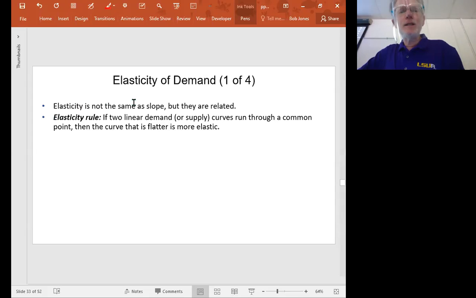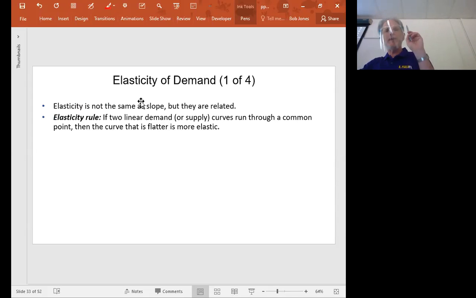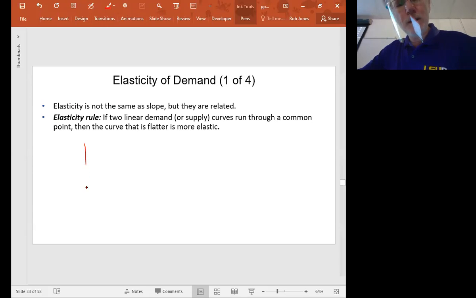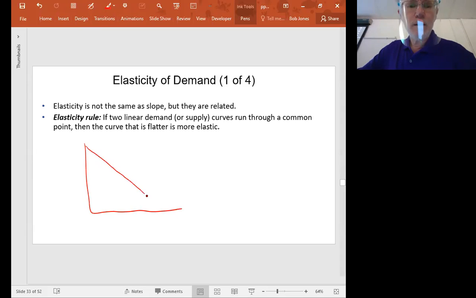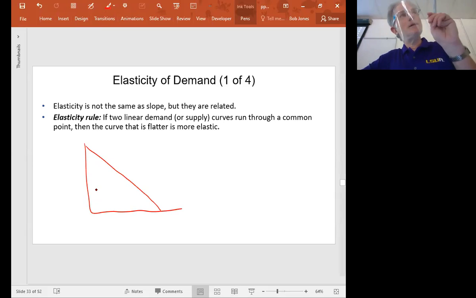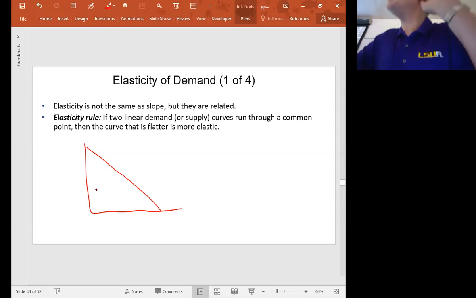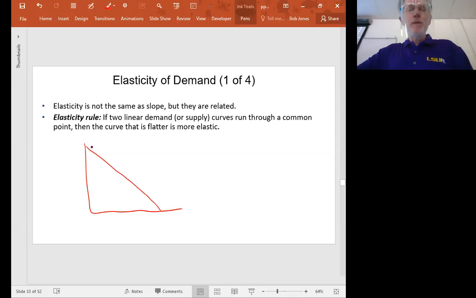An important thing to note is that elasticity is not the same as the slope, but they are related. Think about what we've already said. We said that if we have a linear demand curve, as I have here, more or less, what's happening to the slope as you move along that curve? As you move along the curve, the price is going down. But what's happening to the slope? Is it changing? If it's a linear curve, then the slope is constant.